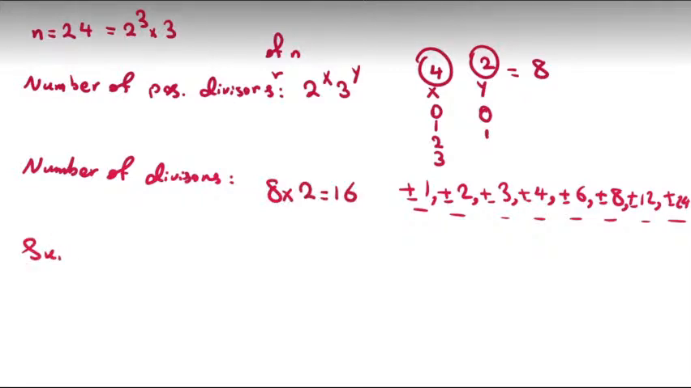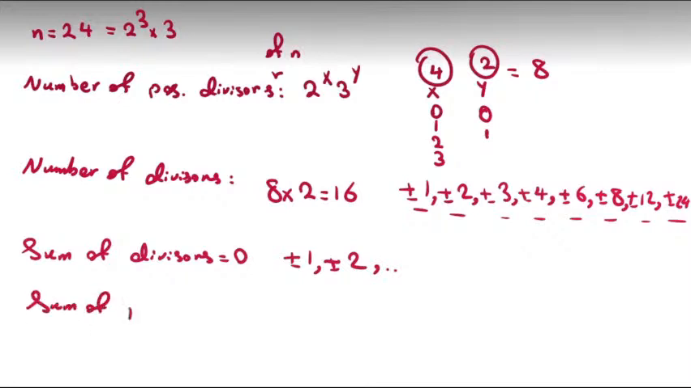That is the number of them. Now let's calculate the sum of divisors. It is obvious: it's 0, because we have plus minus 1, plus minus 2, and so on. For each divisor, we have the negative of that. Sum of positive divisors.